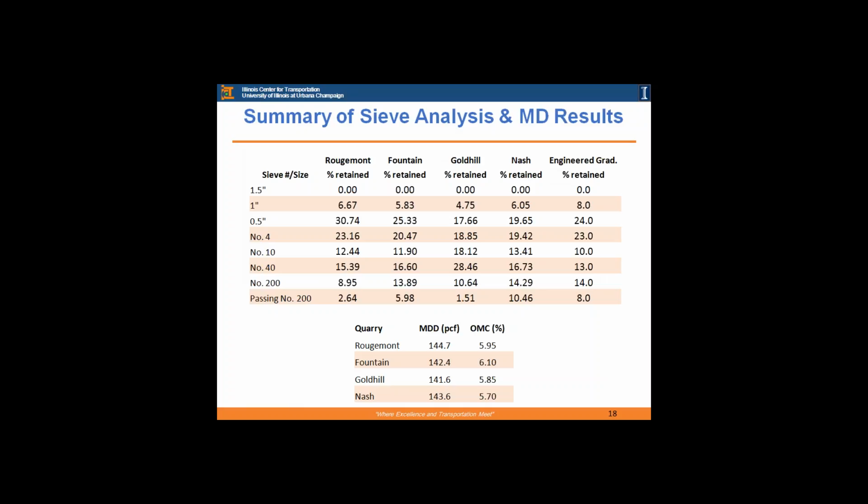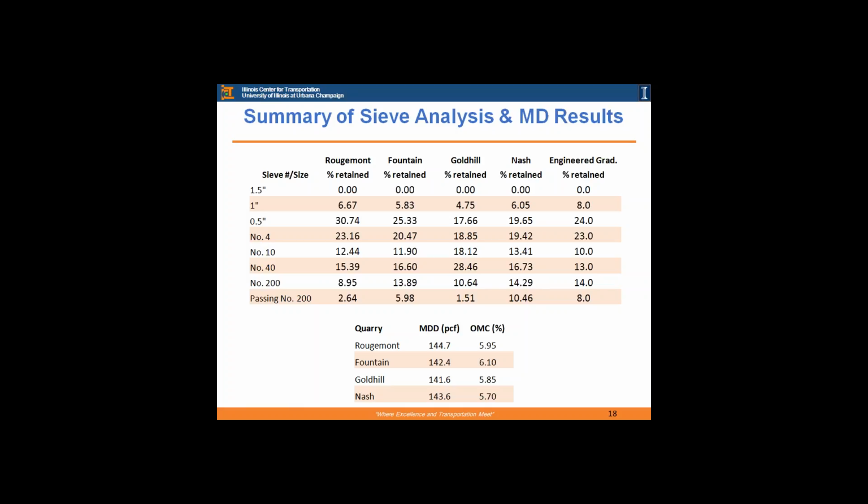And this is a summary showing the 4 materials that were tested at their source gradations. And this is the engineered gradation at which the 16 materials were previously tested. And this is a summary of the moisture density relationship, maximum dry density and optimum moisture content for the 4 materials at the source gradations.